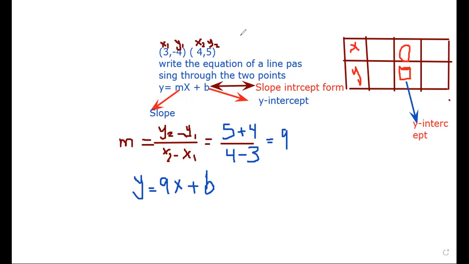Then we will go back and choose any ordered pair from the two which he gave to us. The order is not important, which means if you want to choose the first or the second, it doesn't matter. Both will give us the same answer. So we will nominate one of them. For example, I have 3 and negative 4. And now we will start to substitute. So this is the value of x, and this is the value of y. I'm going to replace y with negative 4.